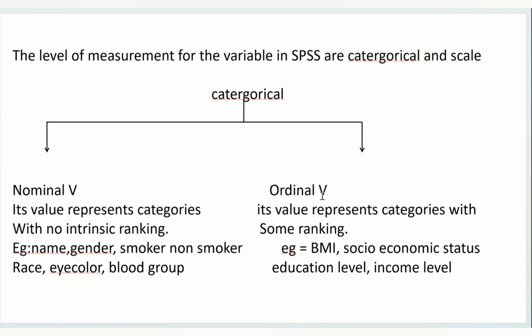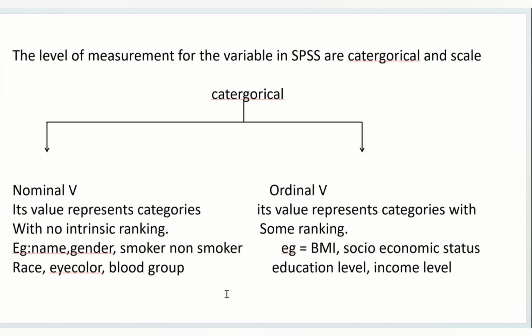Next one is ordinal, which means there is some ranking but it's not measurable. Suppose your socioeconomic status: we can classify it as mild, moderate, severe. There is some ranking but we cannot divide or multiply those things. Can you divide moderate with severe? No, right? It is just a category, not any measurable value. Moderate can be anything, severe can be anything. So it is just a category.